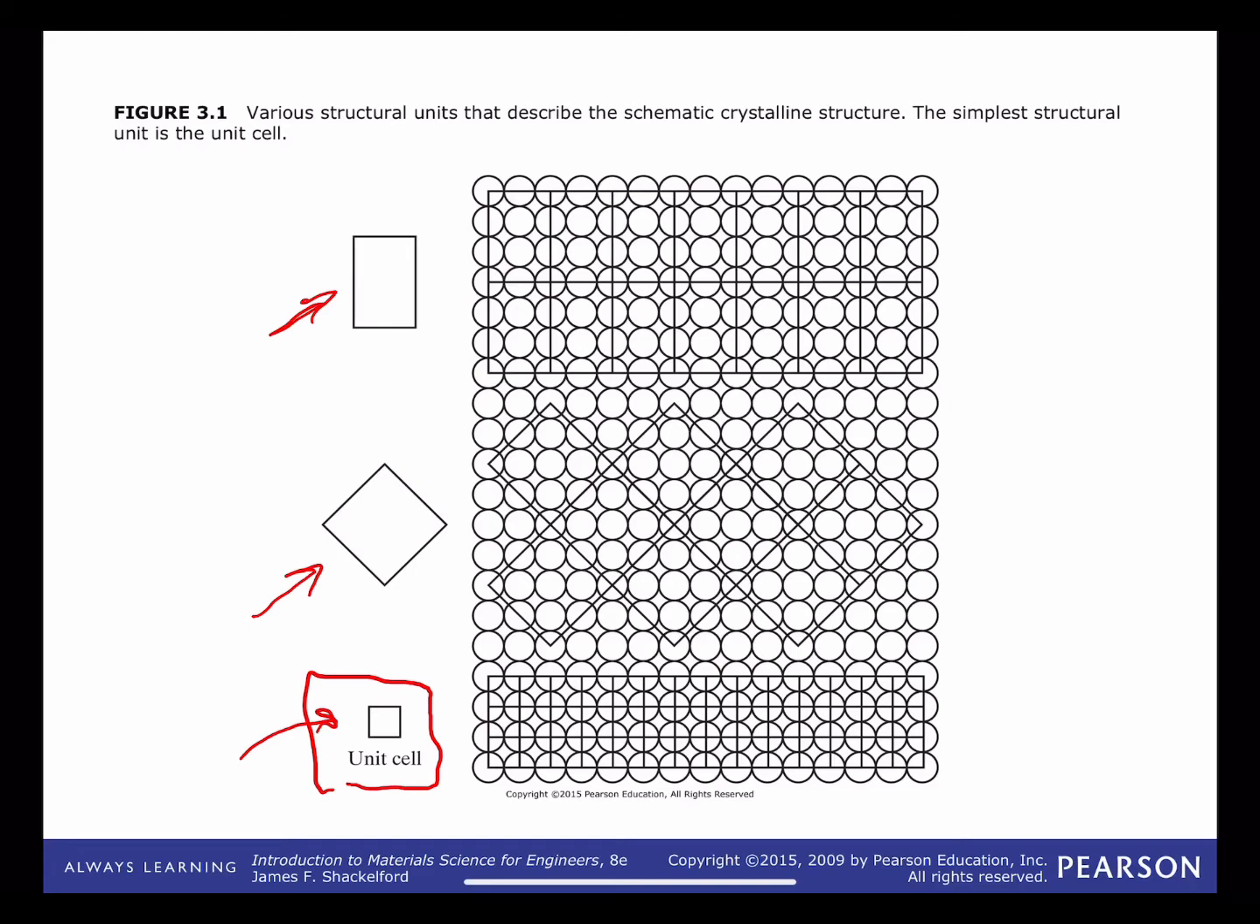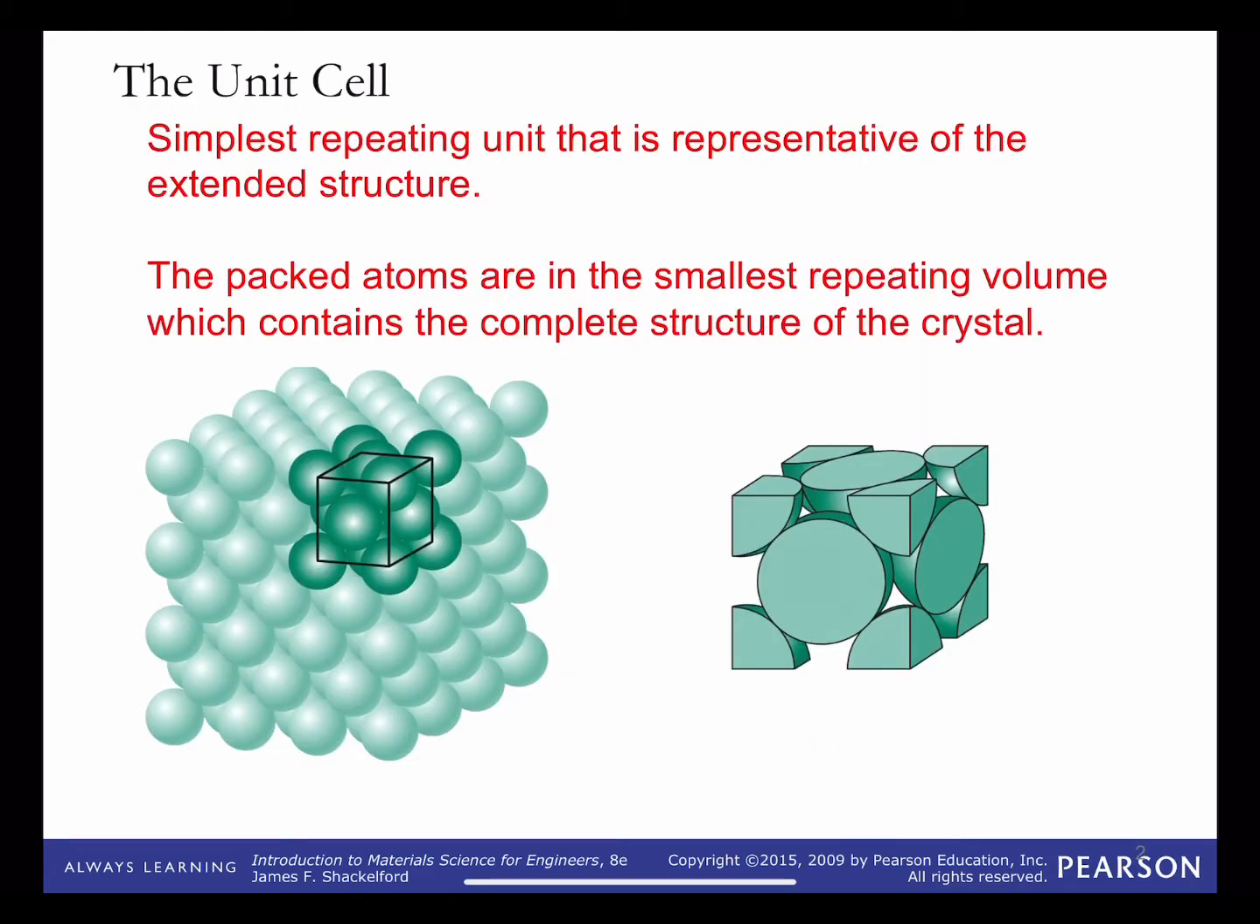And so the smallest unit that is representative of the whole structure is what we term the unit cell. And so again, just stating that clearly, the unit cell is the simplest repeating unit that is representative of the extended structure in 3 dimensions this time. The packed atoms in the smallest repeating volume can contain information about the complete structure of that crystal. So a crystal, therefore, is a regular array of packed atoms or ions that are described by a unit cell.